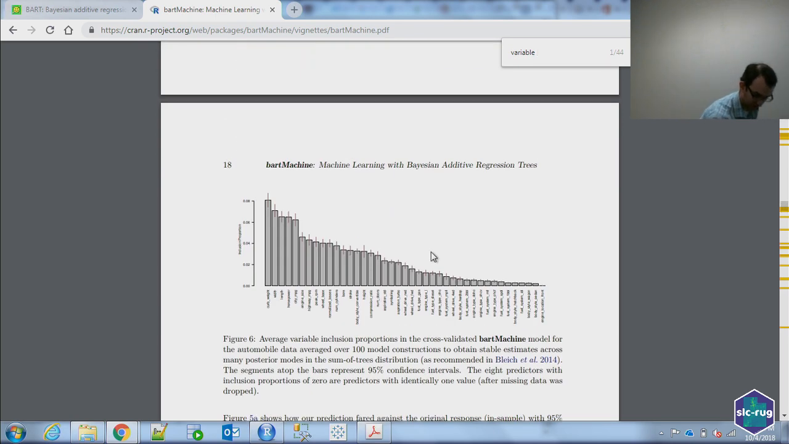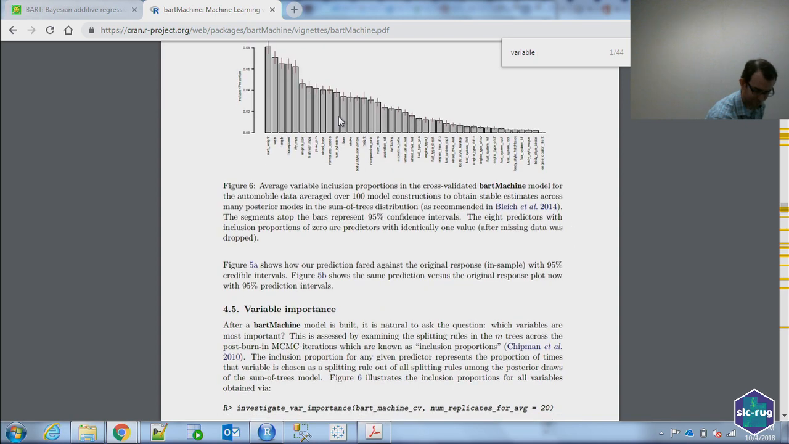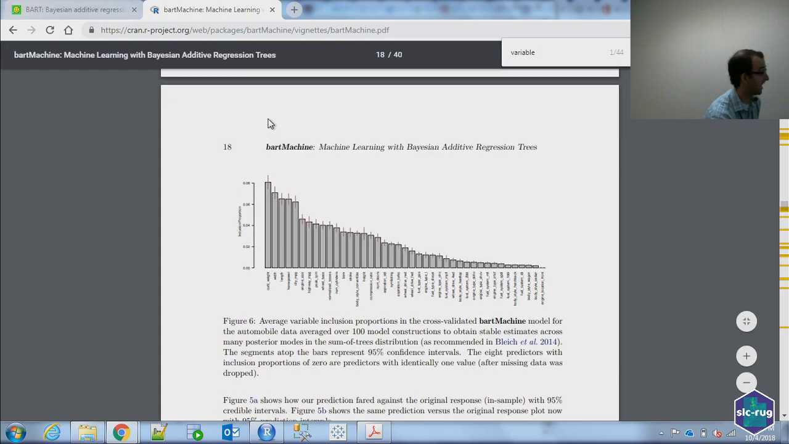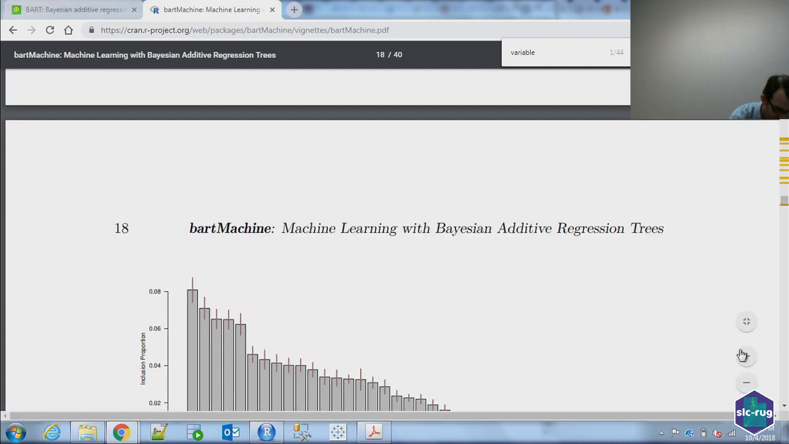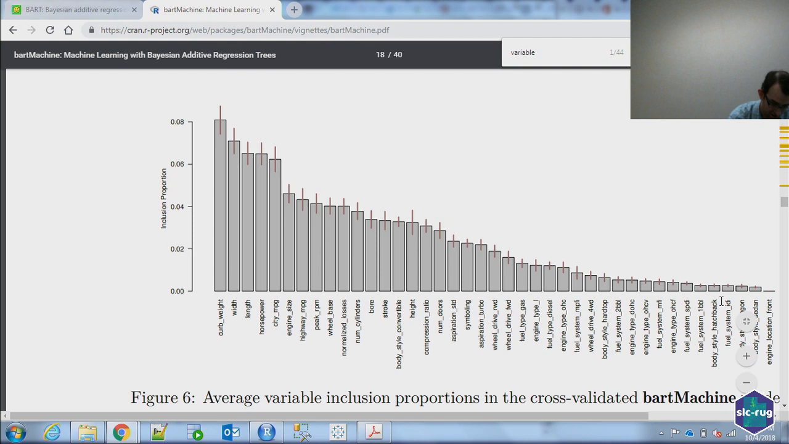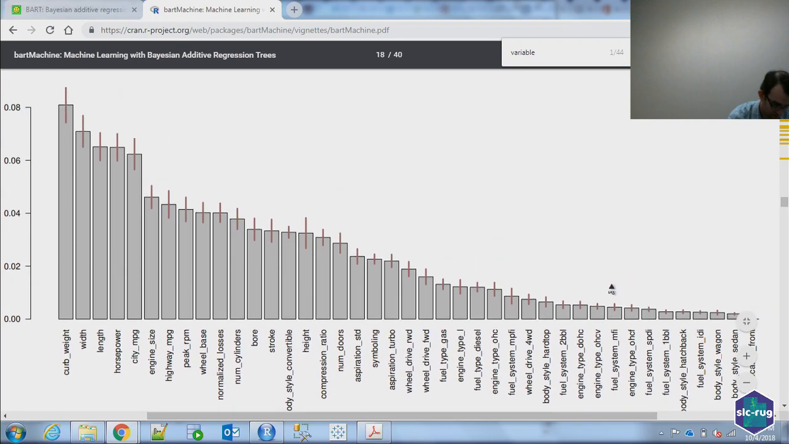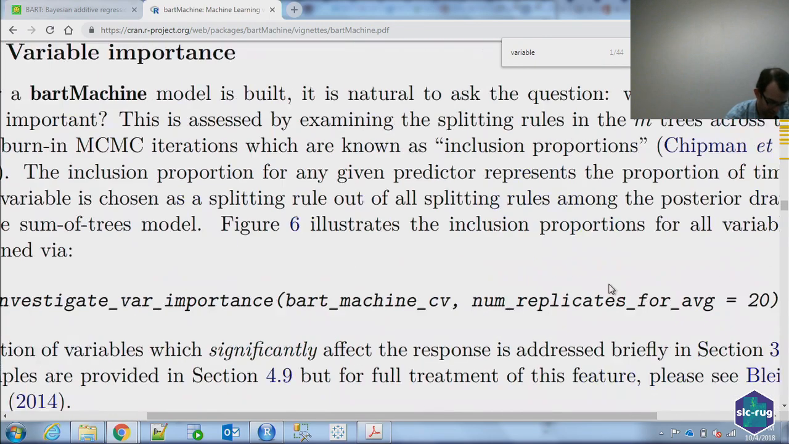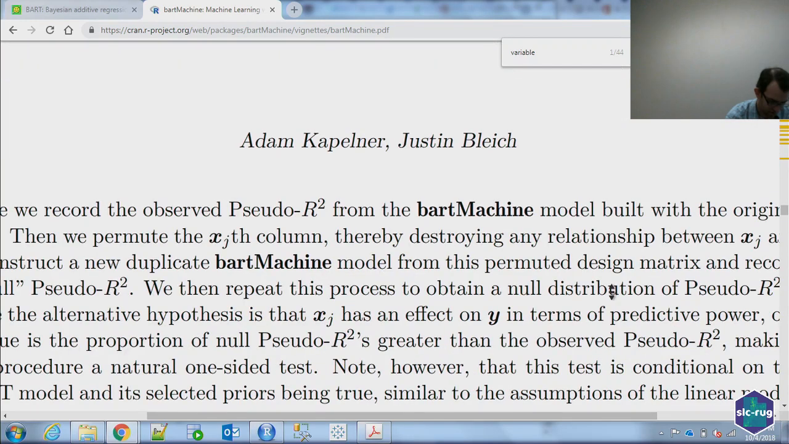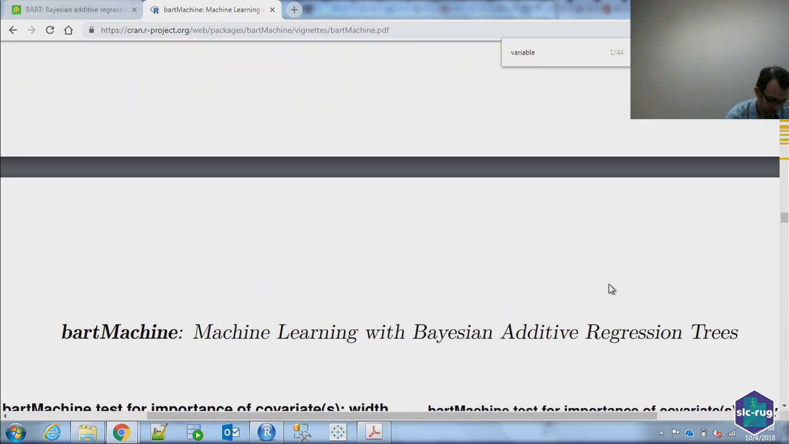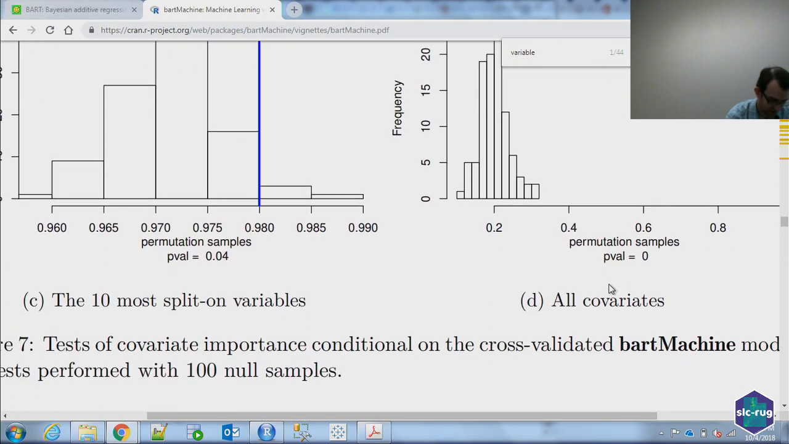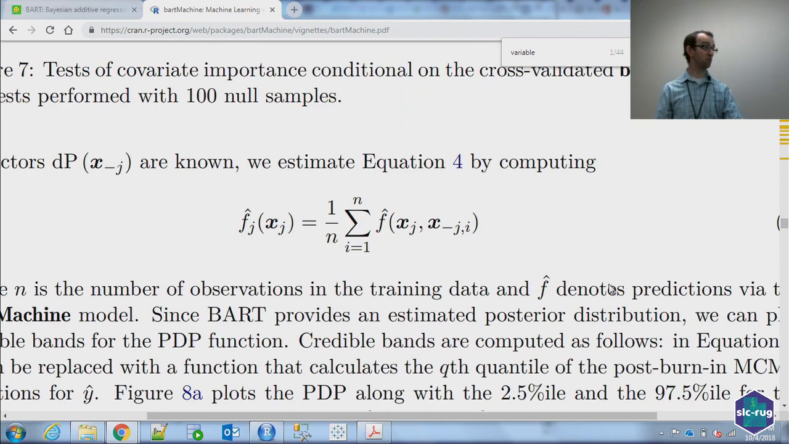So this is variable inclusion proportions, where they show you how many times something is used in the splitting algorithm. That's so small. Let me see if I can make that bigger. They also have partial dependence and stuff. Anyway, I would recommend going through this. There's a lot of really good stuff on how to use it, a good example. Any other questions?